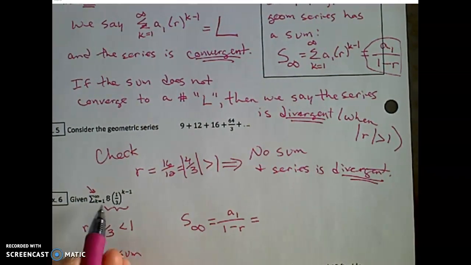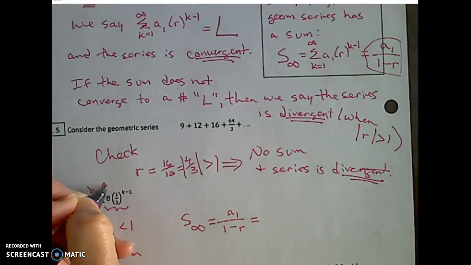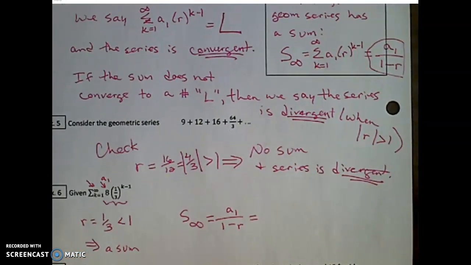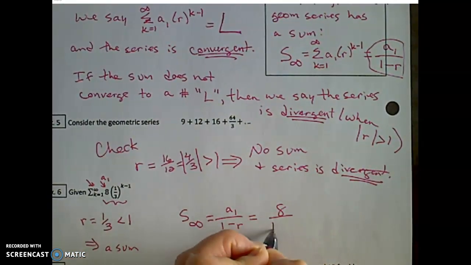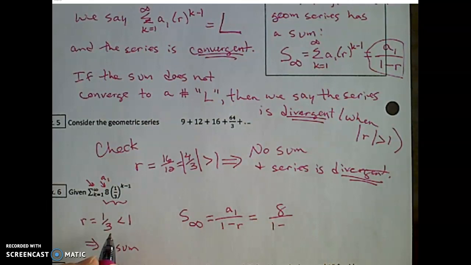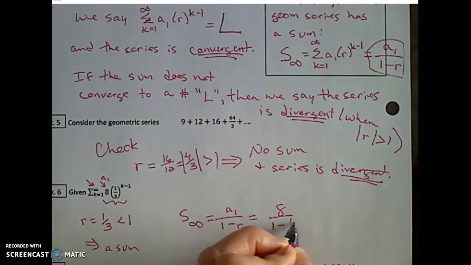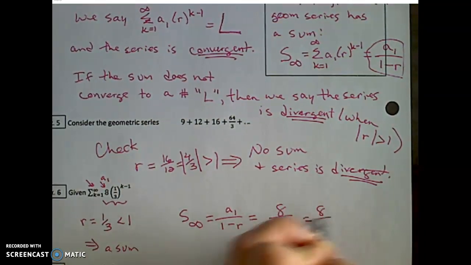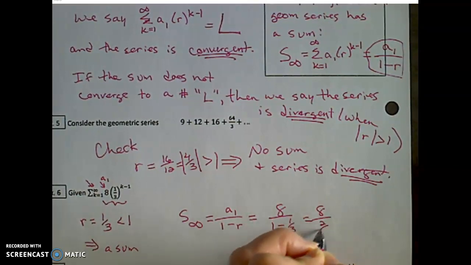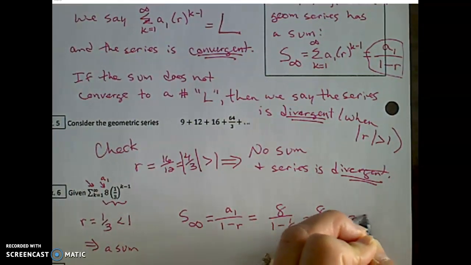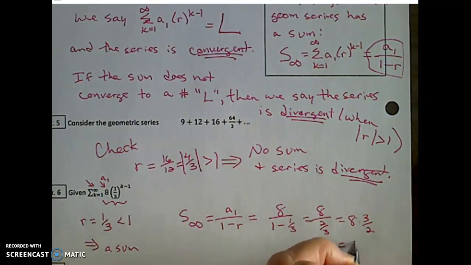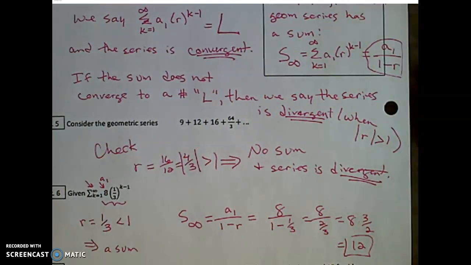What is a sub 1? Plug in 1, that goes away. 1 minus 1 is 0. Anything to the 0 is 1. So again, that is my first term, a sub 1, and a sub 1 will be 8. So the sum is 8 divided by 1 minus the ratio. The ratio was 1/3. I get 8 divided by 1 minus 1/3, which is 2/3. 8 times 3/2, which is 12.